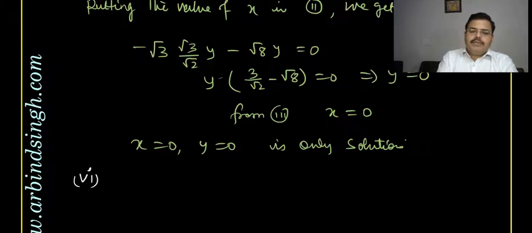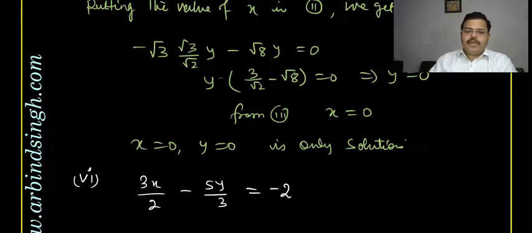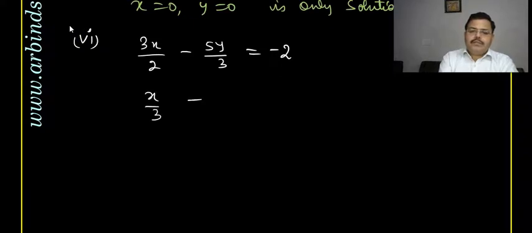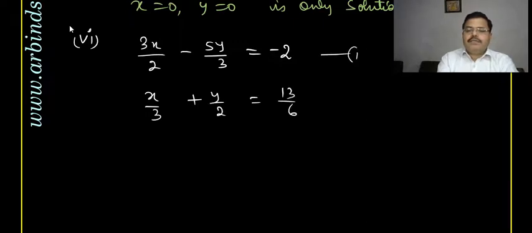Now, see the next question, question number 6. The first one is 3x by 2 minus 5y by 3 is equal to minus 2. And the next one is x by 3 plus y by 2 is equal to 13 by 6. This is the first and this one is the second.